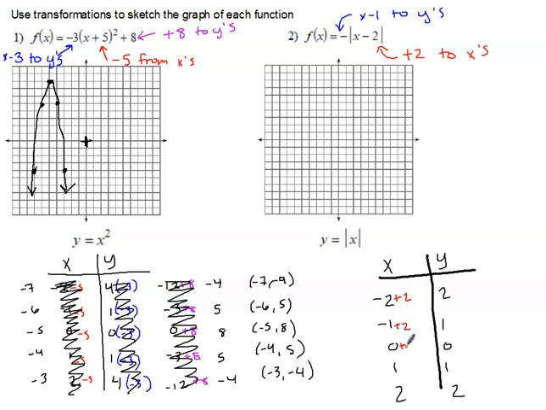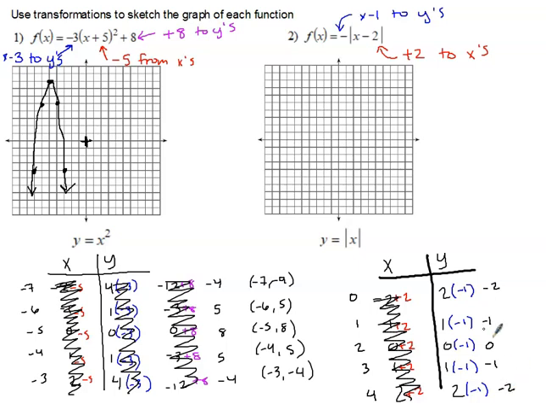I'm adding 2 to all of my x's. So I've got 0, 1, 2, 3, and 4. And then for my y's, I go ahead and I multiply by negative 1. And I get negative 2, negative 1, 0, negative 1, negative 2. And my ordered pairs are 0, negative 2, 1, negative 1, 2, 0, 3, negative 1, and 4, negative 2.